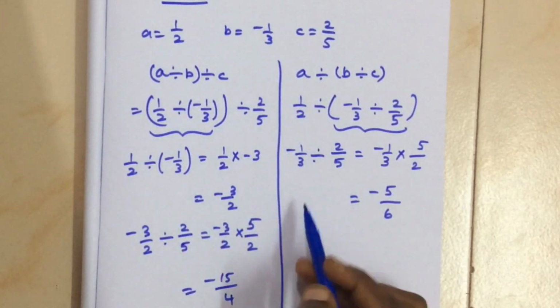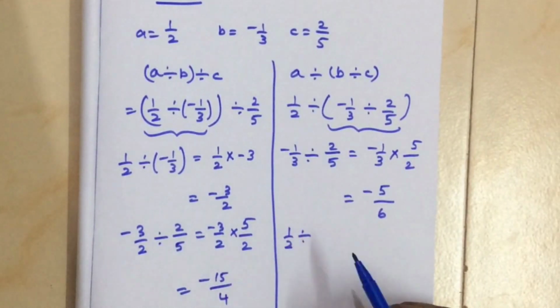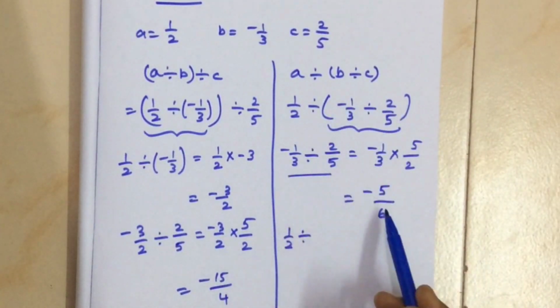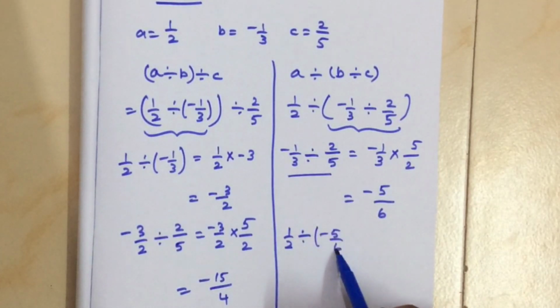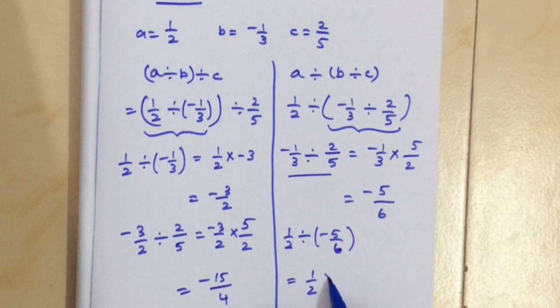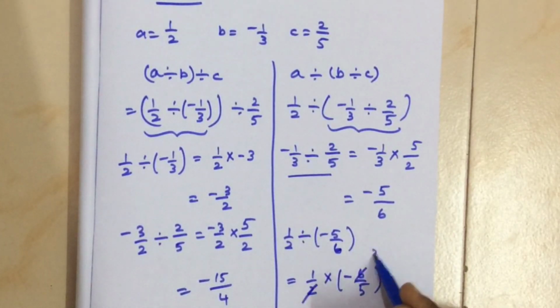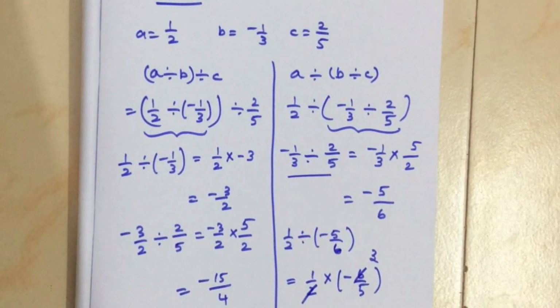So here, from here, 1 by 2 divided by, instead of this I can substitute minus 5 by 6. Now I have to solve this. What I should do, whenever there is a division symbol you can put a multiplication sign and you have to take the reciprocal of this, which is minus 6 by 5. So this is 2 ones are 2, 2 3s are 6, minus 3 divided by 5. You can see this is minus 15 by 4 and here it is minus 3 by 4. For division it is not associative.